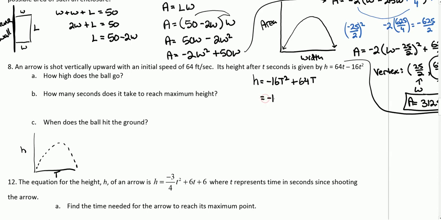Factor out the negative 16. You get t squared minus 4t. Leave a little room to complete the square. We cut 4 in half and square it. We end up getting 4, so I'm going to add 4 here, which really has a value of negative 64. So I add 64.